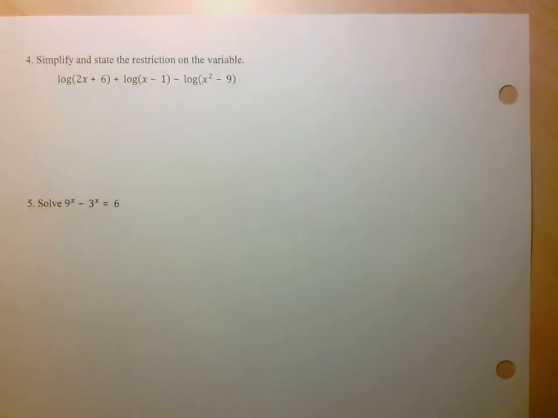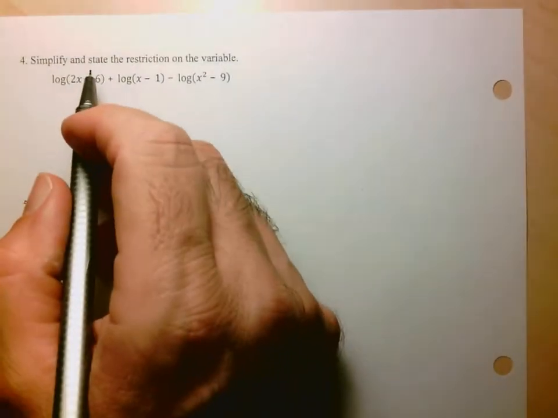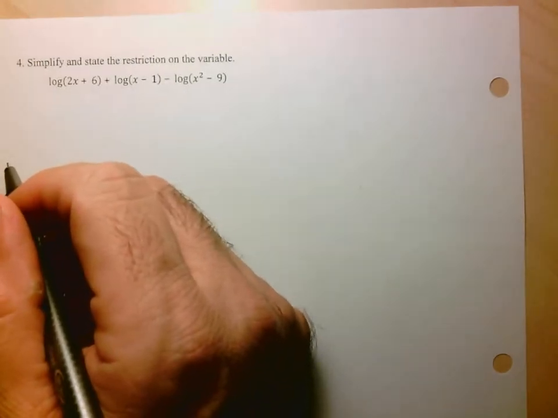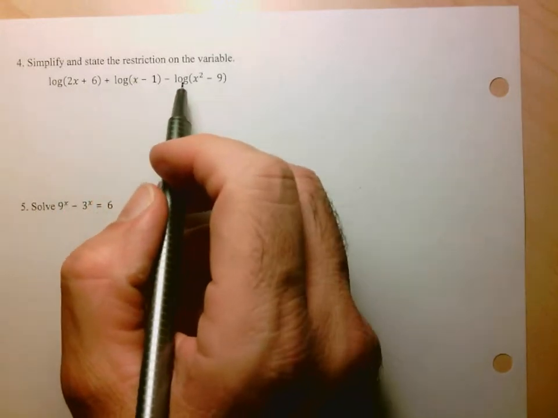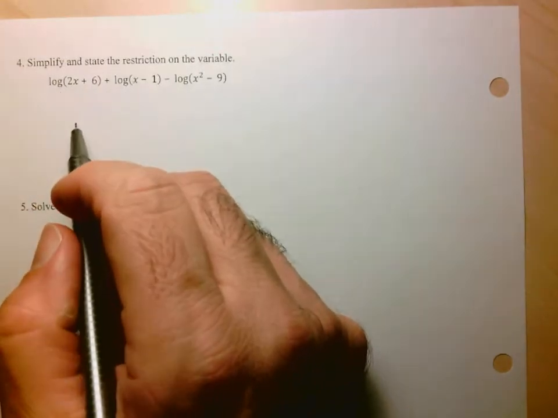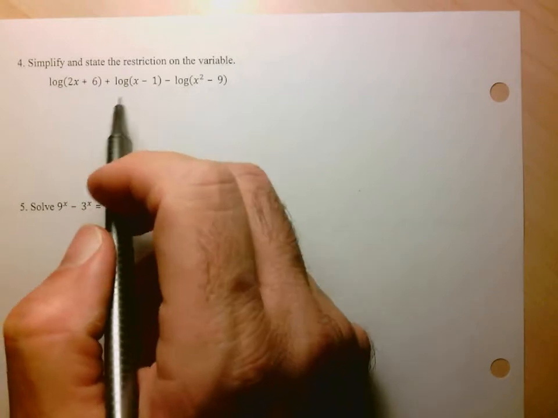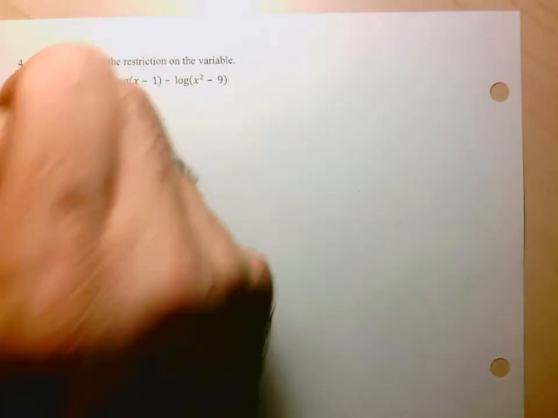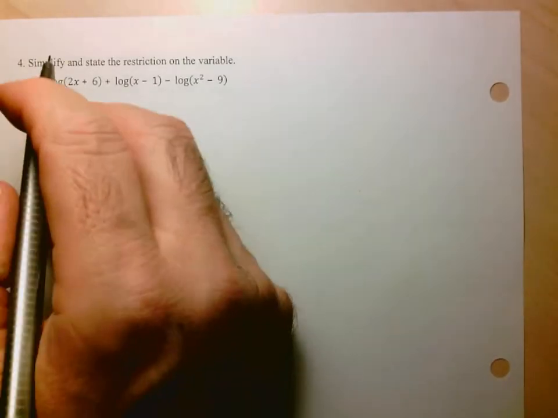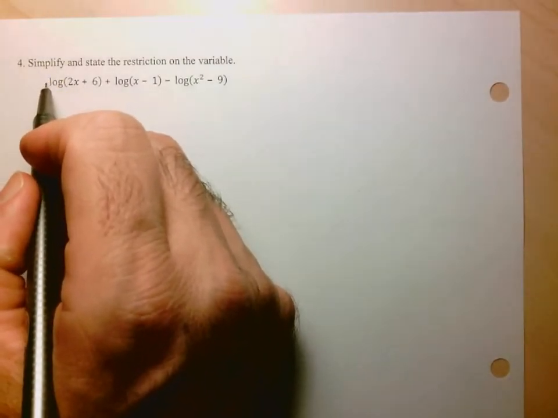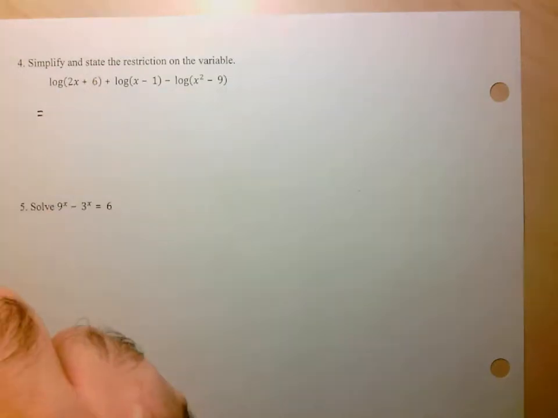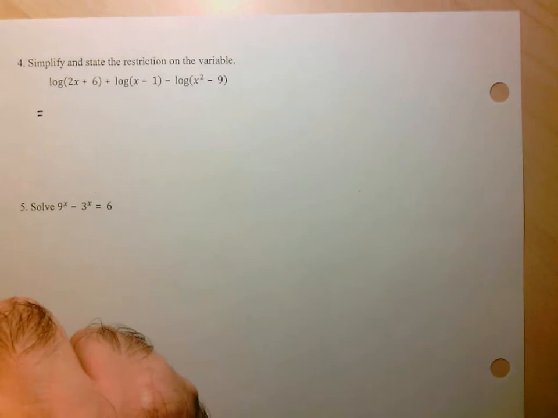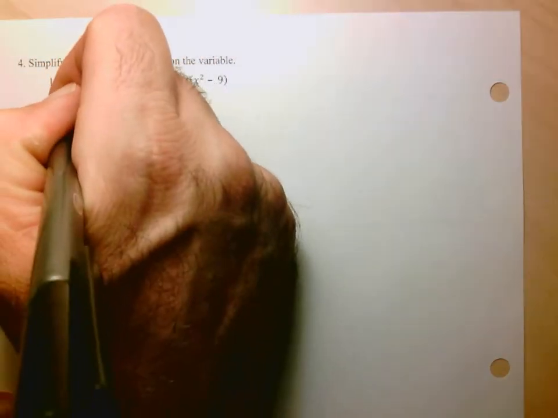So the first thing they ask us to do here is to simplify and state the restrictions on the variable. So here I see a bunch of logarithms that all have the same base. They all have base 10. And they're all additions and subtractions. So the way in which we can bring them together is to just use our exponent rules. Now, if I had any other coefficients, say a 2 here, I'd just use the ski-slope rule first. But here, all the coefficients are either 1 or minus 1.